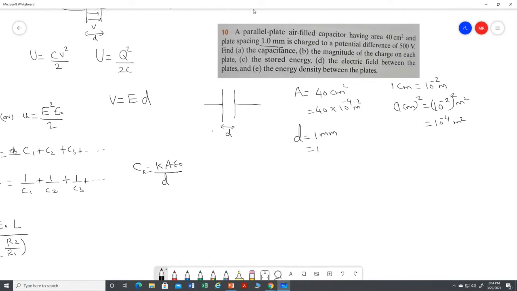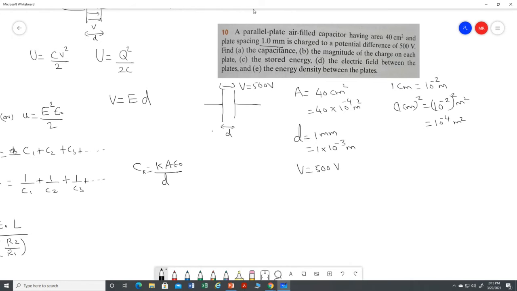That means in terms of meter, 1 multiplied by 10 to the power of minus 3 meter. And what is the potential between these two plates? That means the voltage across these two plates is given. What is that value? 500 volt. That means the voltage between the two plates is nothing but 500 volt.